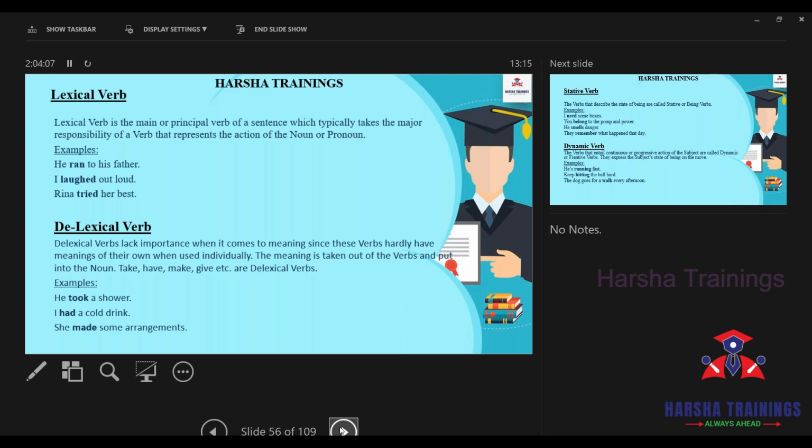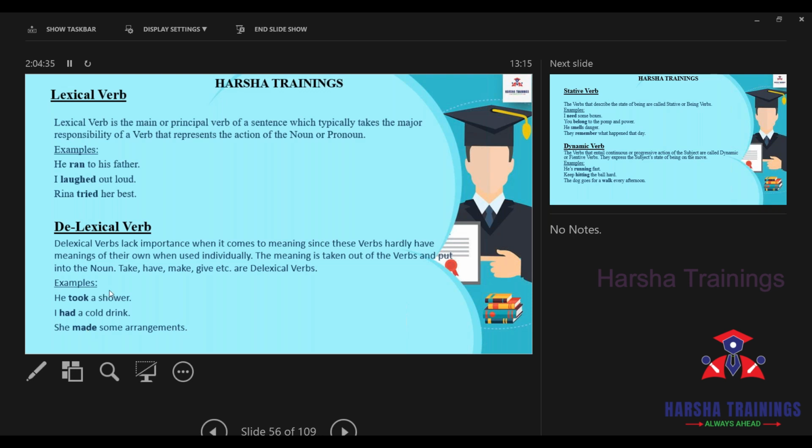I laughed out loud. Laughed becomes a lexical verb. The sentence is logical only with the help of that verb. Those are called lexical verbs. What are delexical verbs? Opposite. They don't have that much importance in a sentence. Even in the absence of that verb, the sentence can stand.